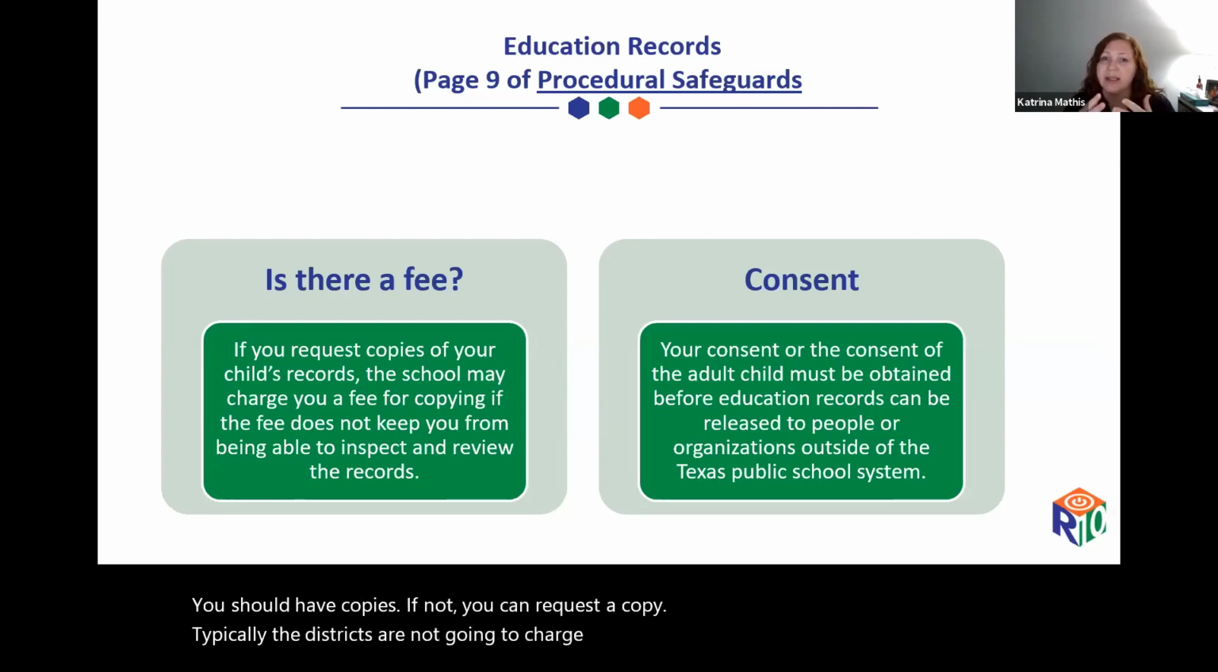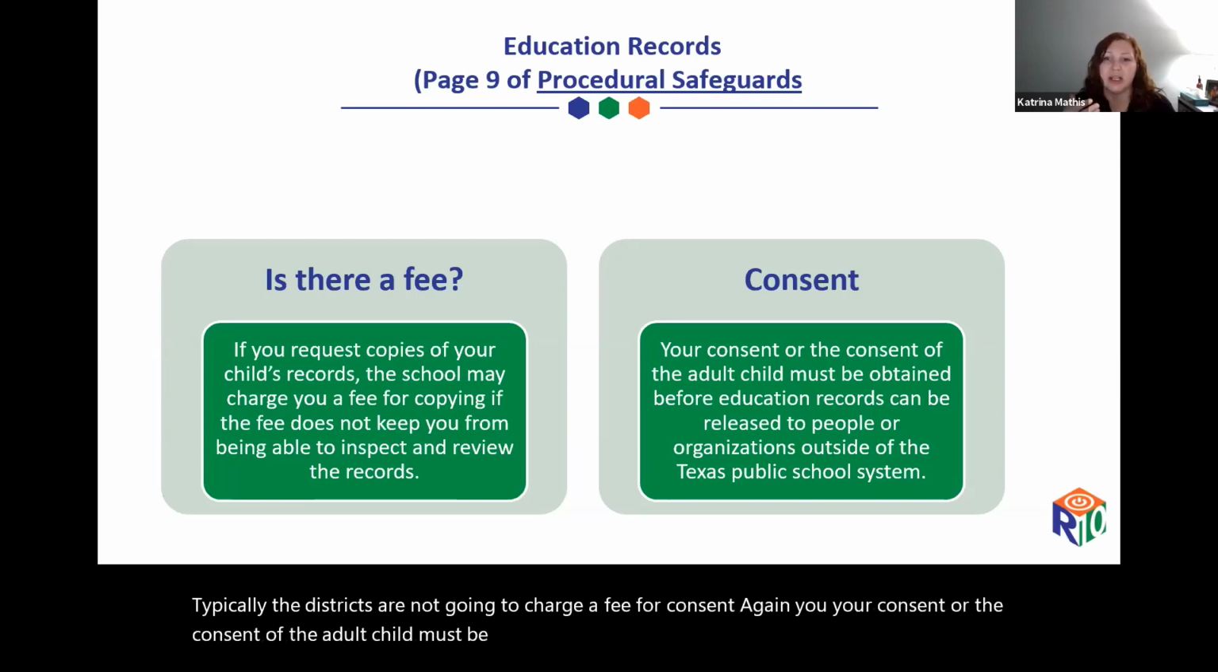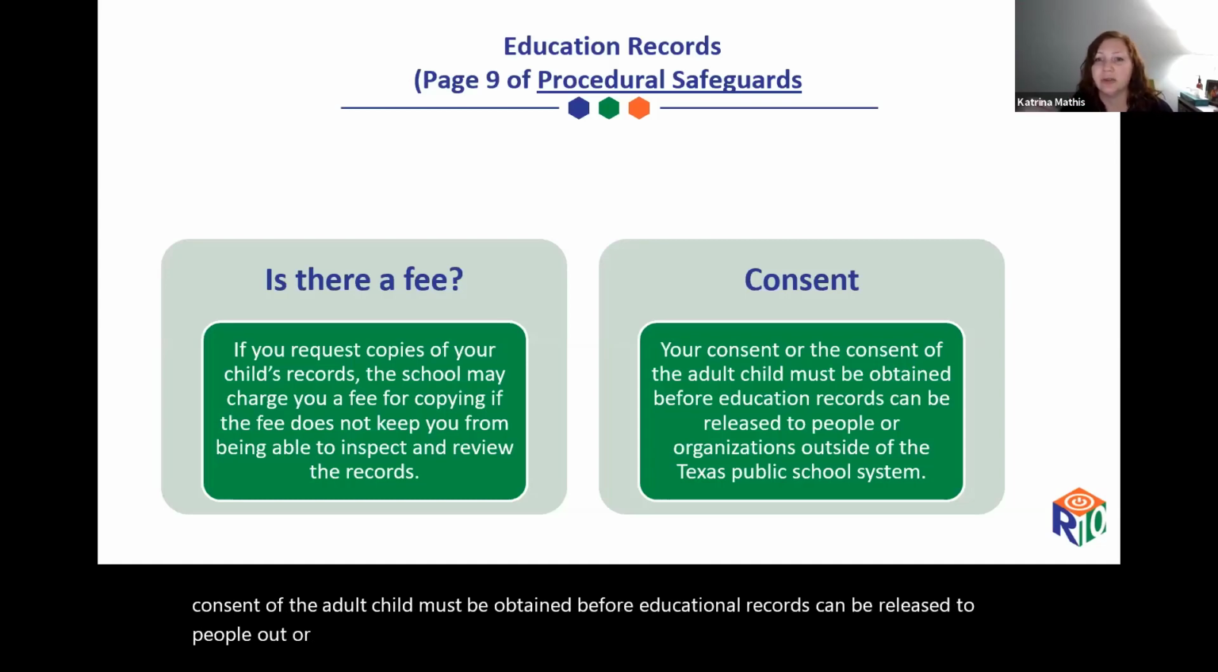For consent, again, your consent or the consent of the adult child must be obtained before educational records can be released to people or organizations outside of the public school system.